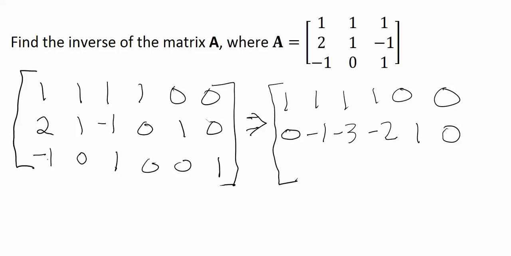Now we need to get rid of the minus 1 that is the first element in the final row, the third row. So we're going to get rid of that minus 1 by adding the old row 1 plus the old row 3 and let that become our new row 3. So we get 0, 1, 2, 1, 0, 1. And that's our next step.